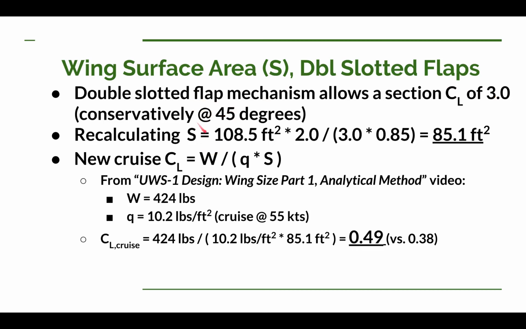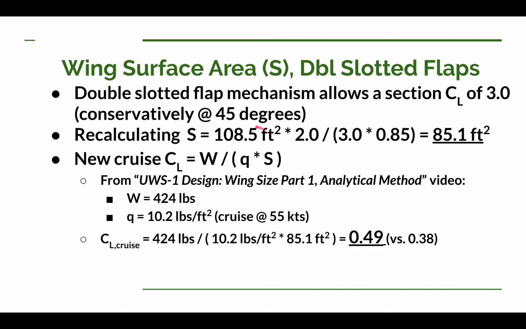Starting with the original one of 108.5 feet with a coefficient of lift of 2, then we divide by our section coefficient of lift of 3.0 multiplied by our 85% efficiency of the wing. That ends up giving us 85 square feet for the wing. We dropped from 108 square feet to 85 square feet. Well, that's pretty significant. That's going to change the angle of attack of our wing when we're cruising a little bit. It's actually going to have to increase it.